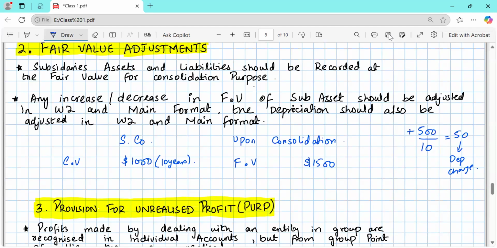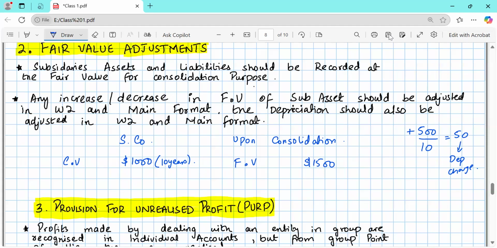So let's say in this example, if it would have been 6 months, then 50 multiplied by 6 divided by 12, 25, right? You will charge 25 depreciation. Yeah, I get it. Okay. Now it can be opposite as well.